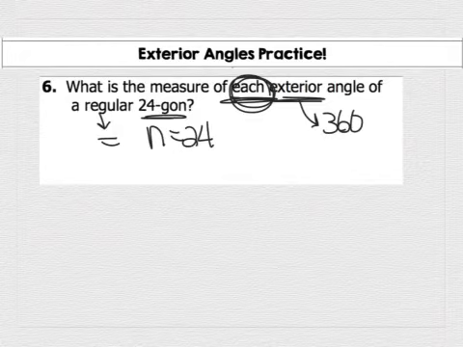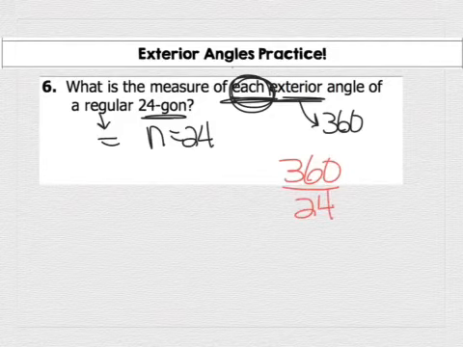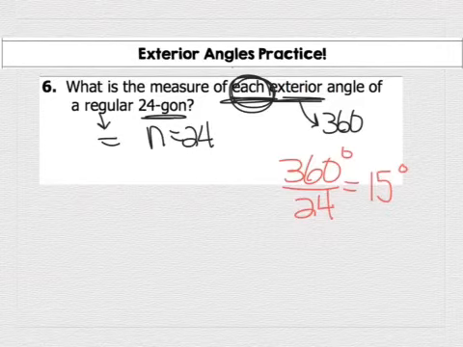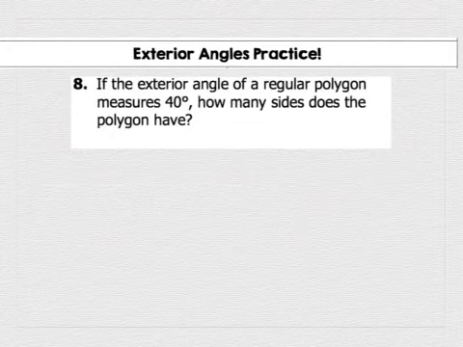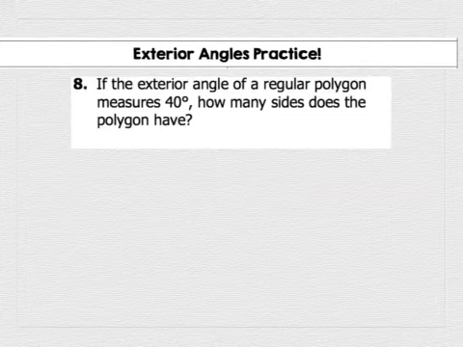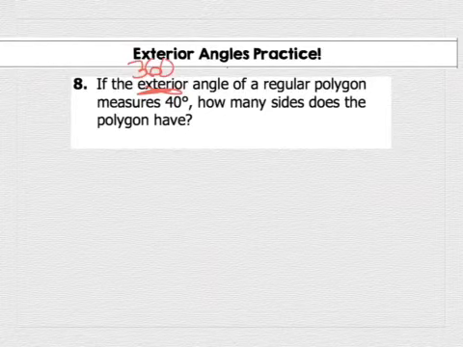So what I'm going to do is incorporate my 360, which is the total, and divide it by the number of sides, which is 24, and let's see what we get. Voila! The measure of each exterior angle is 15 degrees. I'm going to make sure I read through the question and decode if necessary. When I see exterior, I think of 360.